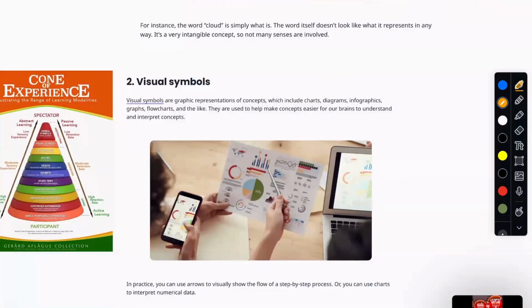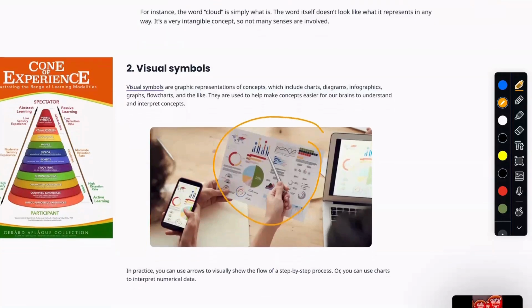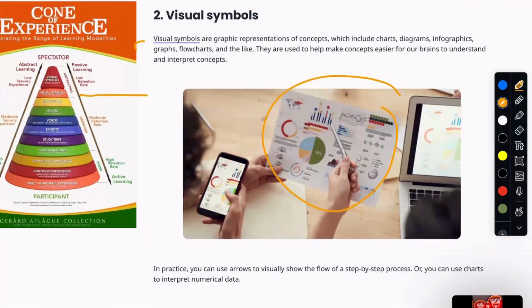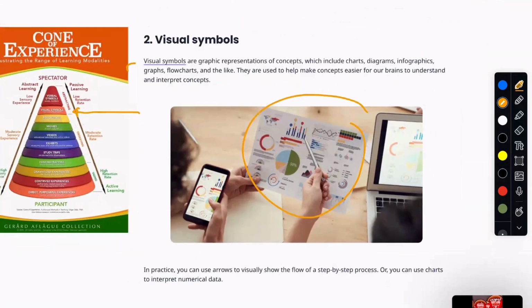Next, visual symbols. As you can see, there are charts now, diagrams, infographics, graphs, flow charts. They're used to help make concepts easier for our brains to understand and interpret. So visual symbols is second on the rank in terms of passive learning.